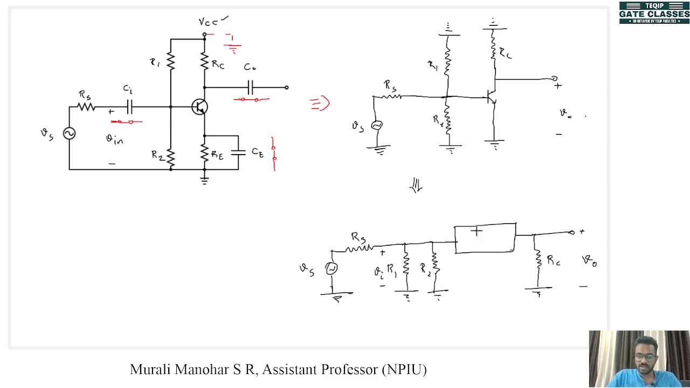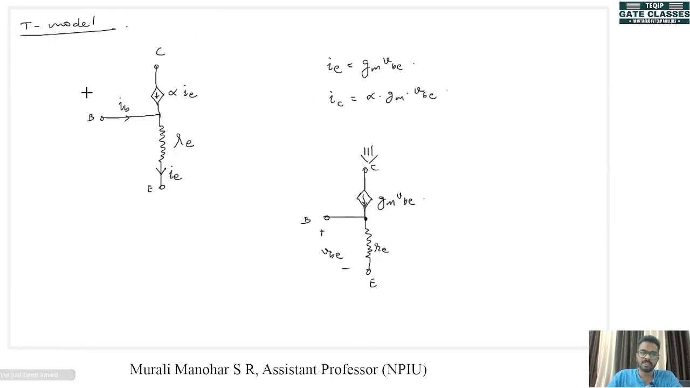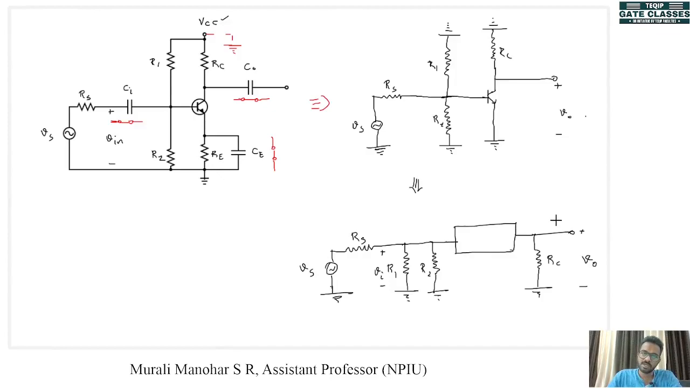So here this model can be anything. It can be this pi model we have derived, it can be this t model we have derived, it can also be the h parameter model we are going to discuss later. Here the circuit will have the base of the transistor, here it is collector, and here there will be emitter, and emitter is connected to the ground. So this is our transistor model. So replace this box by the transistor model, and now we can do the small signal analysis. Okay, so let's do the small signal analysis for this circuit itself.